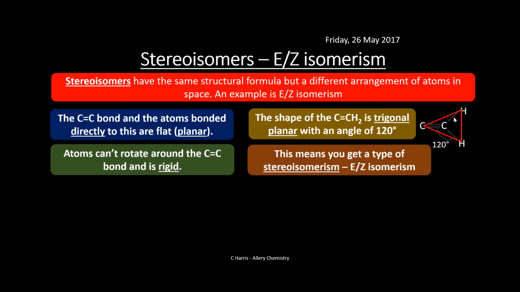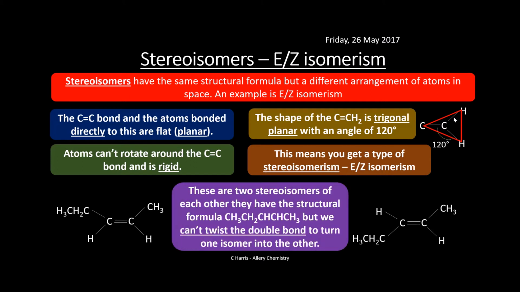So this means you get this special type of isomerism. We call it stereoisomerism or EZ isomerism. You can see here we've got two different isomers, or stereoisomers of each other. They have the same structural formula. That's the structural formula there, for these two isomers here. But because we can't twist that double bond, these are actually unique. These are different to each other.